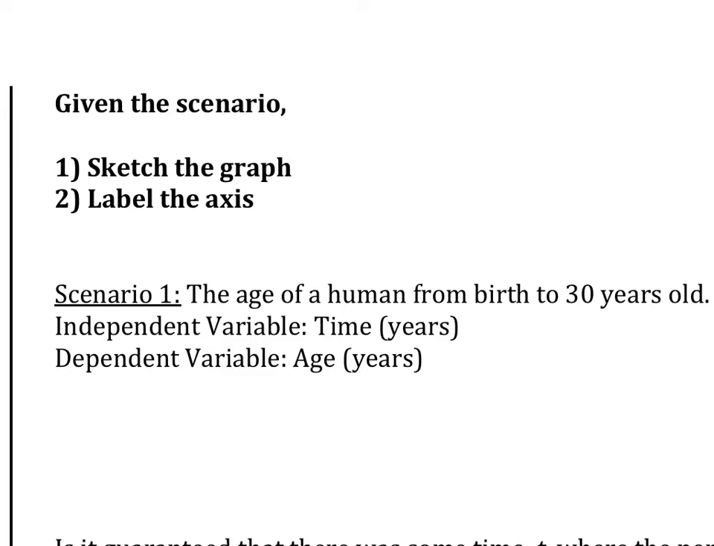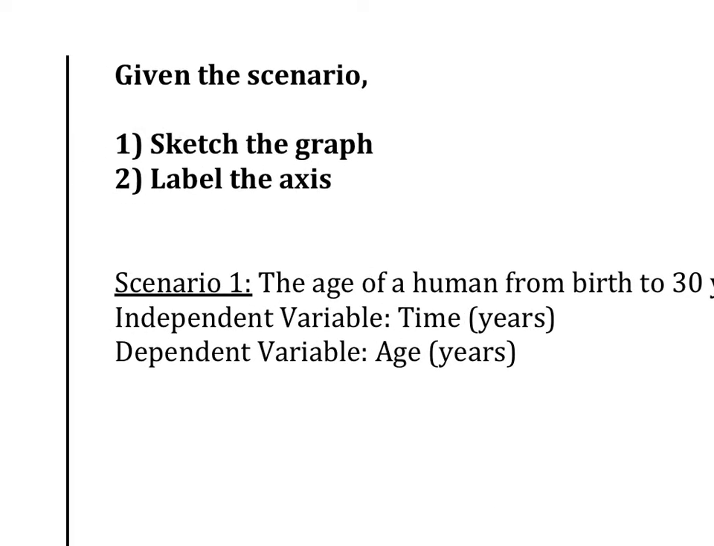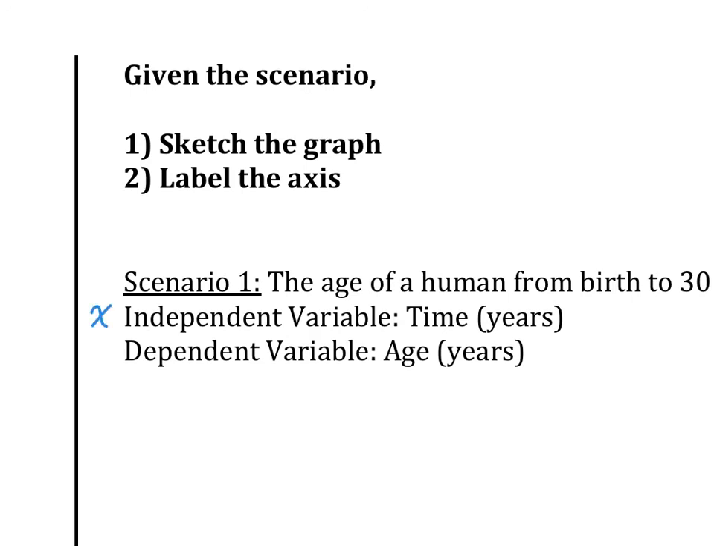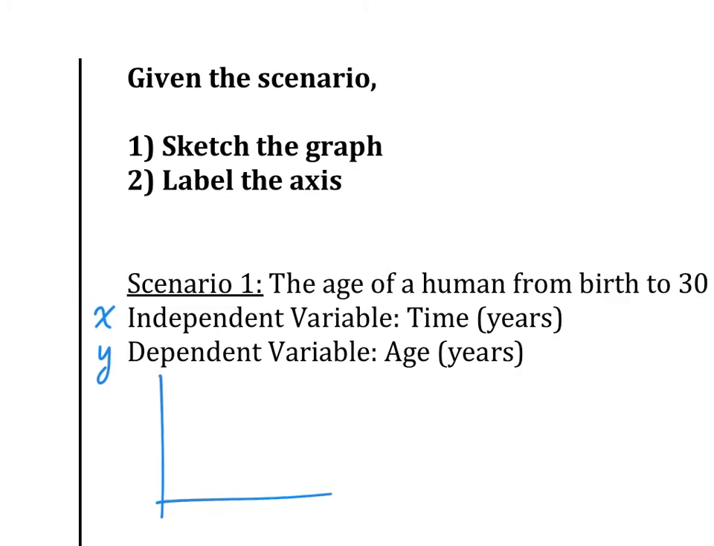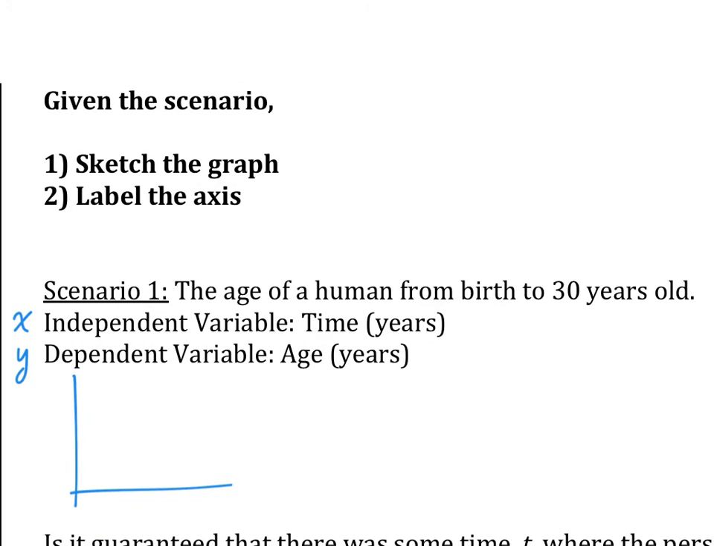So draw a graph that represents this, where the independent variable is time in years and the dependent variable is age in years. Okay, so think about that. Independent, if you don't remember, means x. Dependent variable is y. So draw a graph with x and y so that x represents time and y represents age. How would that look so that this graph represents a person from birth to 30 years old? Go ahead and pause the video and try that.